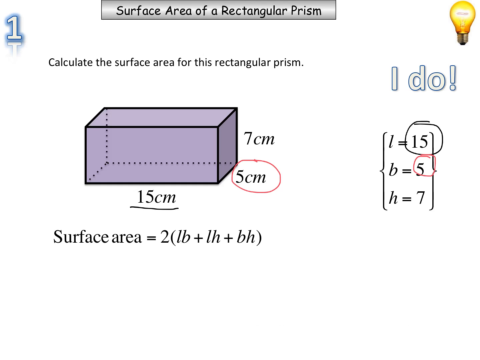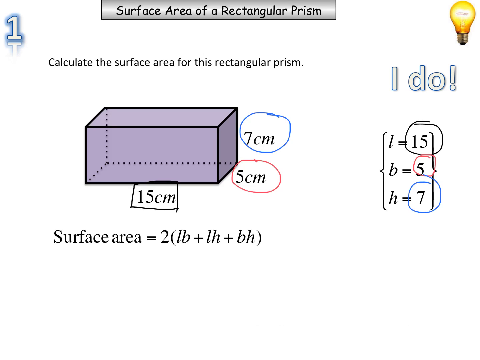We've also got the height being 7. Just to make a point, just because I've used L as 15 doesn't mean that you have to. You could use L as 7, and then the other two values will be 15 and 5. So it still works if you don't have L, B, and H in the exact arrangement that I do, but just for convenience, I've chosen that one as L for length.